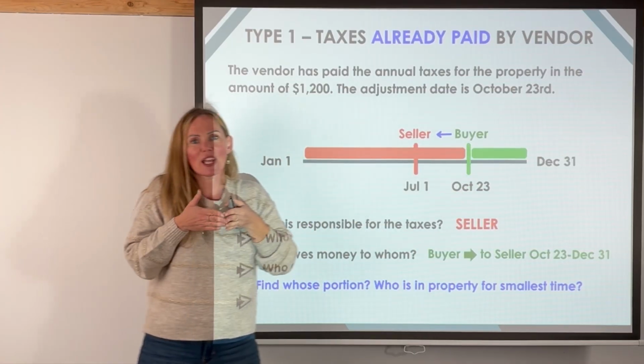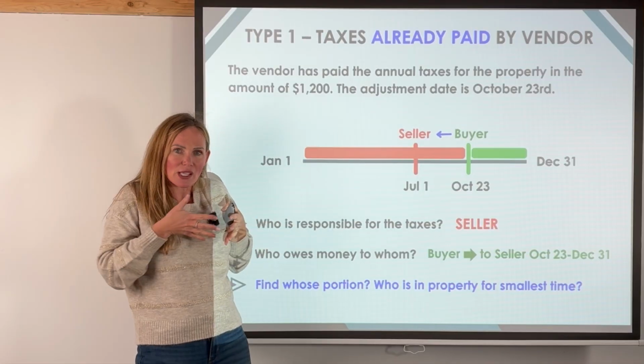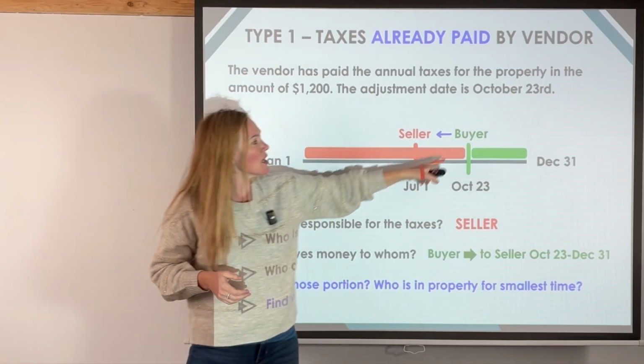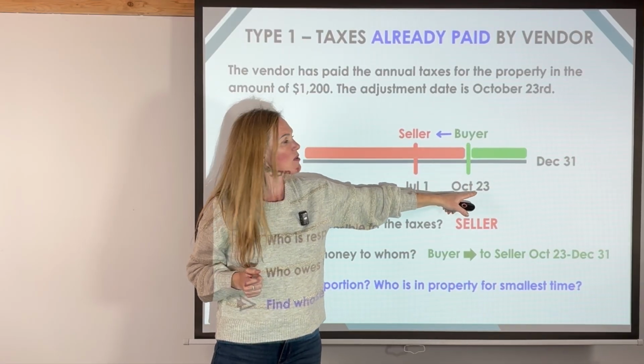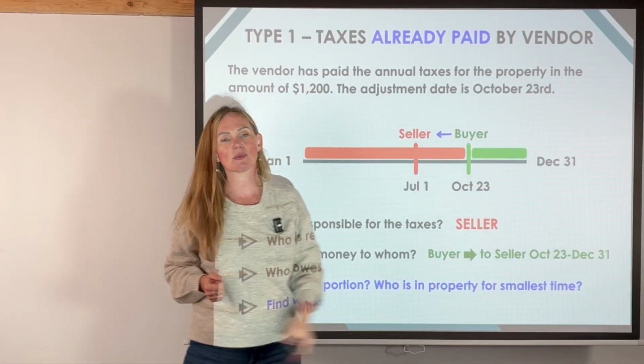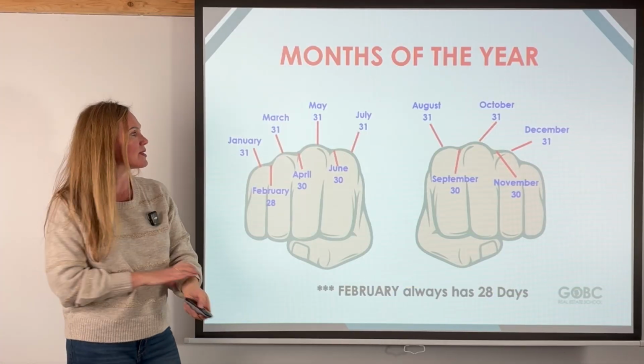He already has, usually adjustment and possession happen on the same date, right? So that's where he already physically possessed the property. So make sure that you treat that date as the buyer's date. So you cannot remove that date from his date. He needs to be responsible for that date. So I'll show you how it's done.